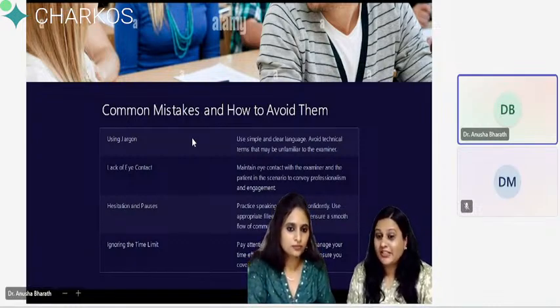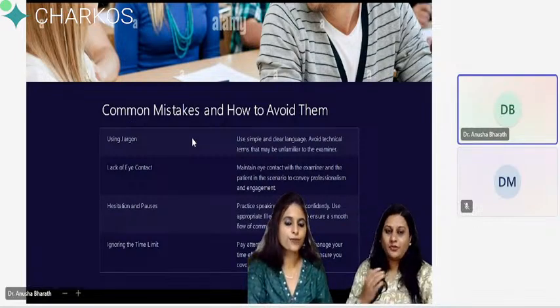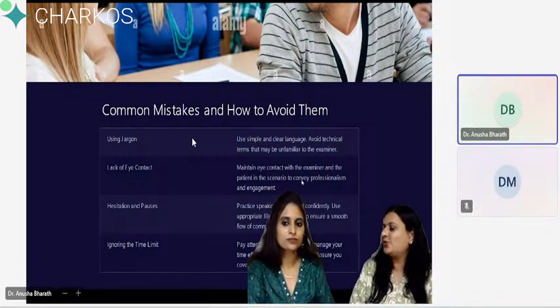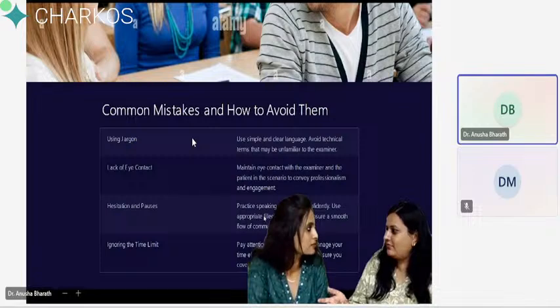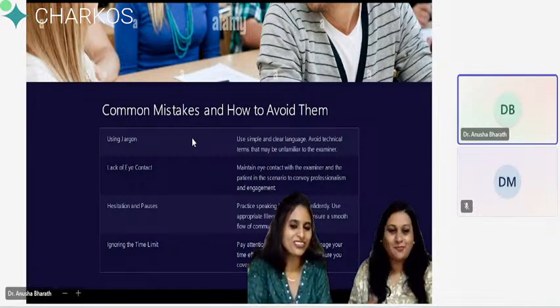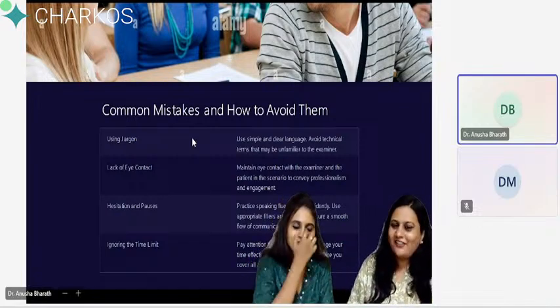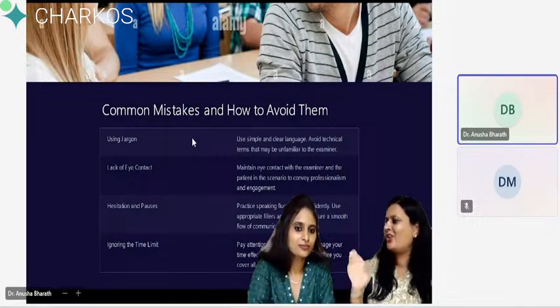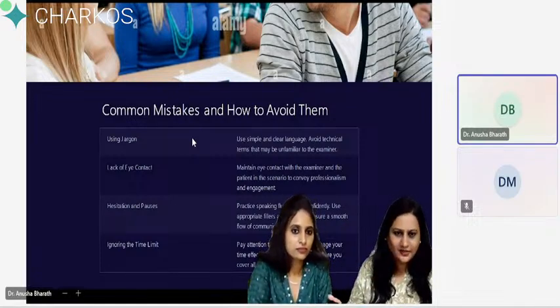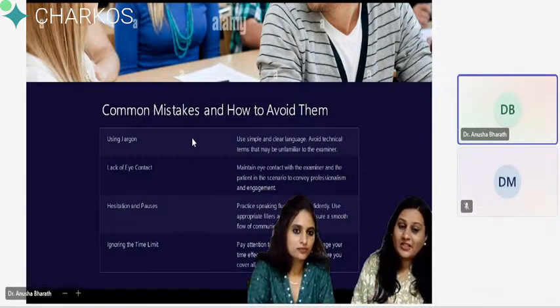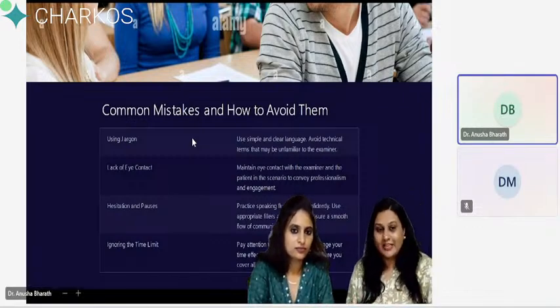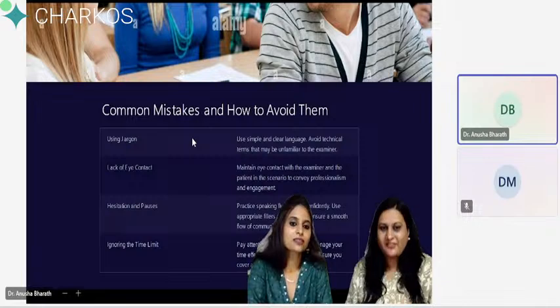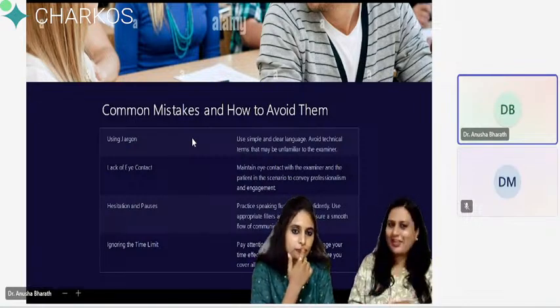Well, the second point and the third point are somehow related to confidence. When you're confident, obviously, you will have the correct posture and eye contact. When you lack it, it does say that you're not confident or you're not trusting the person. So maintaining eye contact with the examiner is very important.